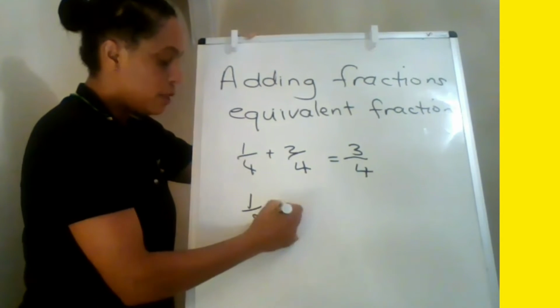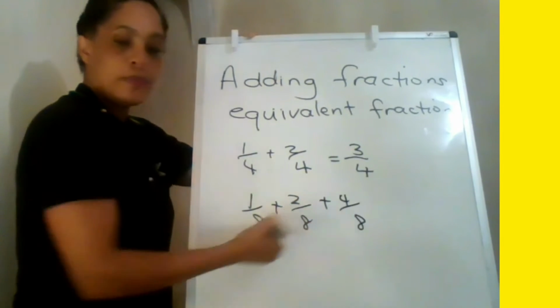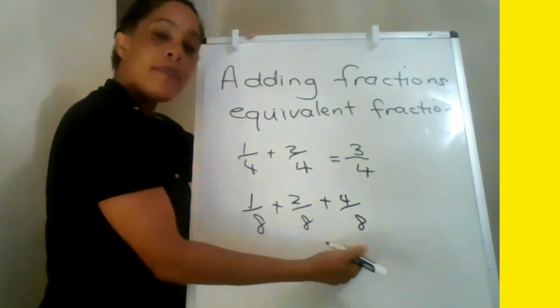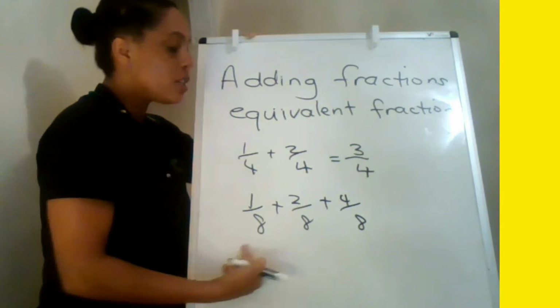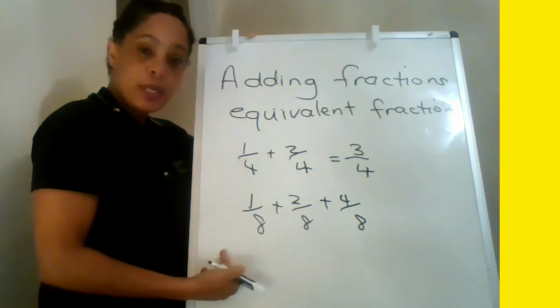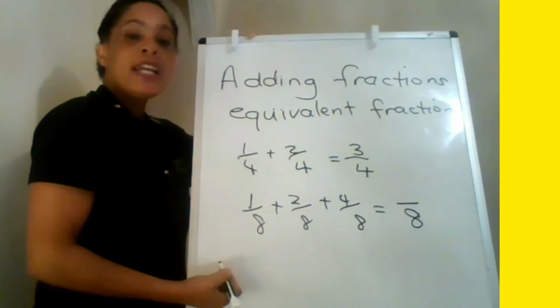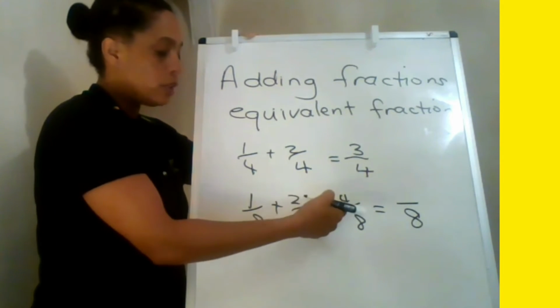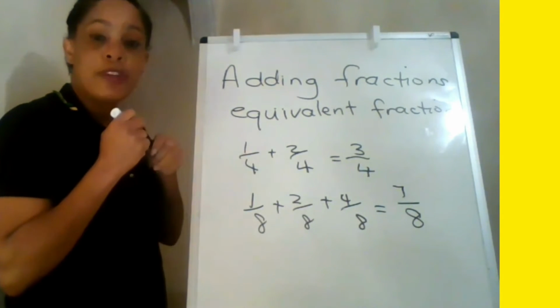1 out of 8 plus 2 out of 8 plus 4 out of 8. These all have the same denominators, so we do not need to do equivalent fractions. All we've got to do is write back the denominator and add the numerators: 1, 2, 4, that's 7. So our answer is 7 out of 8.